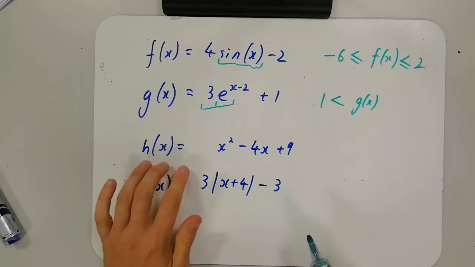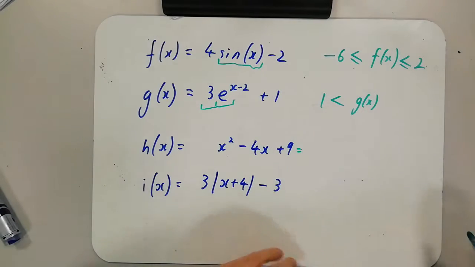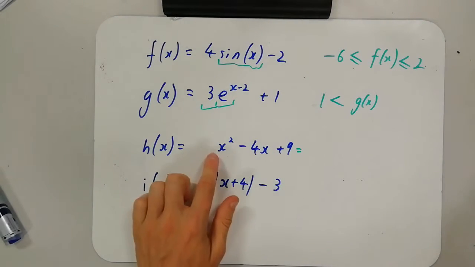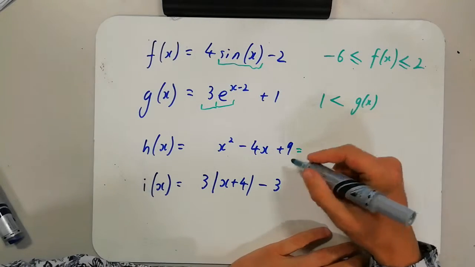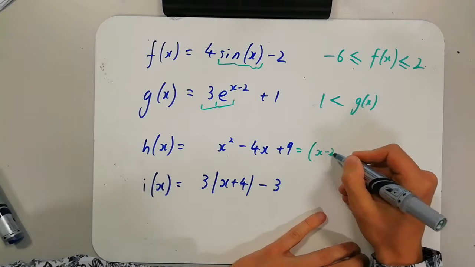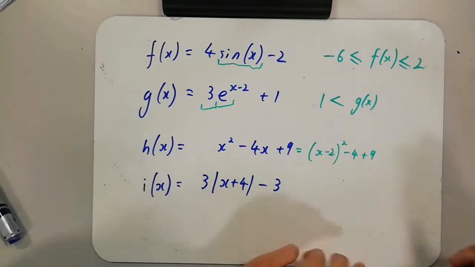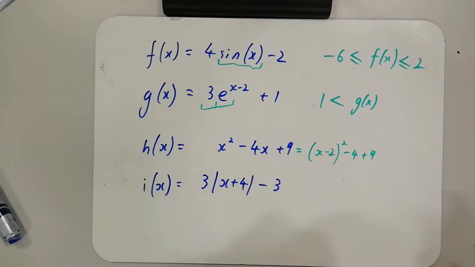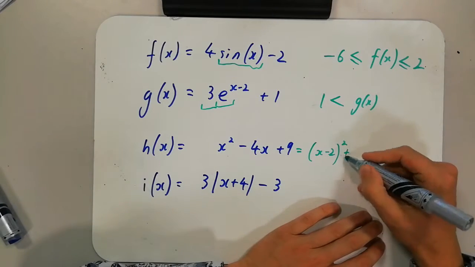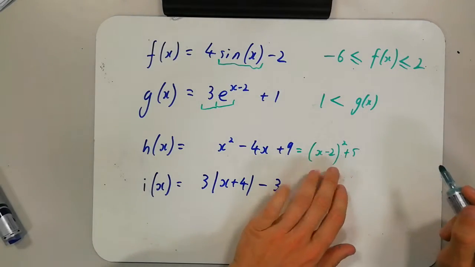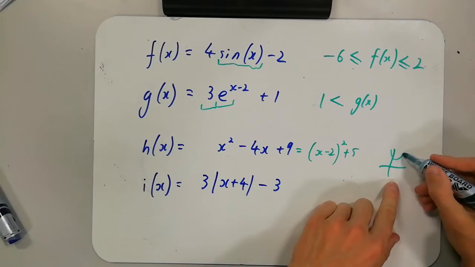Okay, next, we've got a quadratic. We should remember from AS, the best way to find the minimum value of a quadratic, I know it's a minimum value because it's a positive quadratic, is by completing the square. So remember, minus that number squared. So that gives me plus 5. So I know that this will have its turning point at x is 2, y is 5.